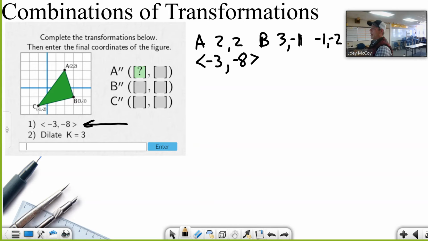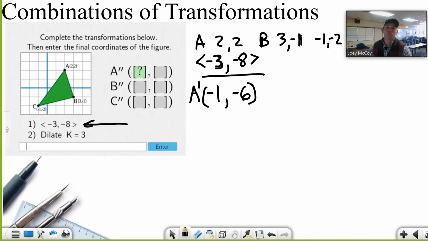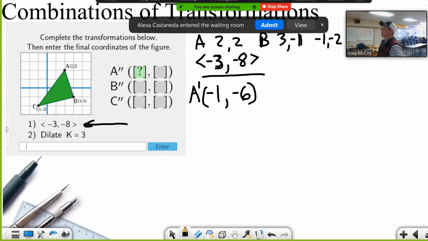So let's go ahead and go to the left 3. So 2 minus 3 is going to equal -1. Now, the notation here, this little quotation mark, that's called prime. So A single prime is going to be at -1, -6, because 2 minus 8 is -6.